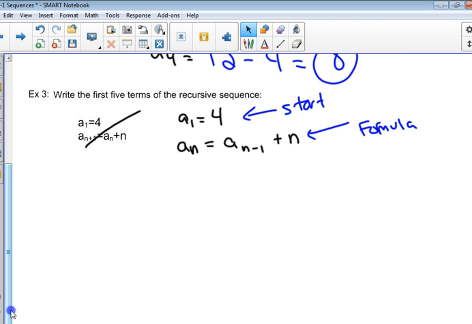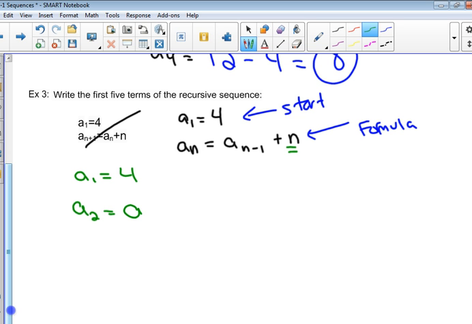Alright, so a sub 1 is 4. Now, if I want a sub 2, what are you going to plug in for the n? So are we getting good at going right from that? If you're good at putting the 4 in here, you can. Just make sure you don't forget this part. Because if you're going to put 2 in where you see an n for the second term, it's going to look like this. a sub 2 minus 1 plus, what would this have to be?